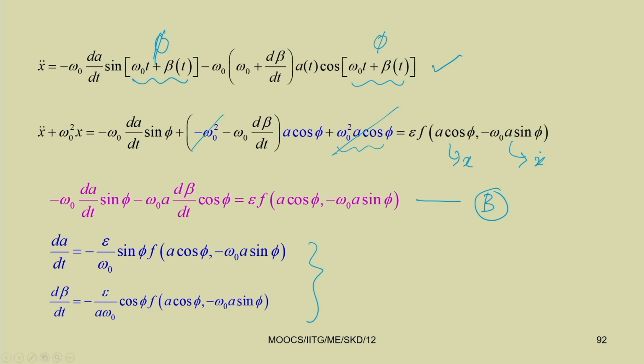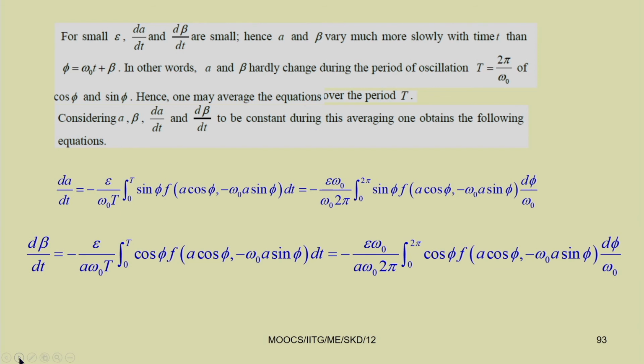This way we can write the equation of motion in terms of a and beta. For small epsilon, dA by dt and d beta by dt are small, because we are considering a and beta to be slowly varying functions of time. So a and beta vary much more slowly than phi, which is omega 0 t plus beta. In other words, a and beta hardly change during one period of oscillation, that is T equal to 2 pi by omega 0.